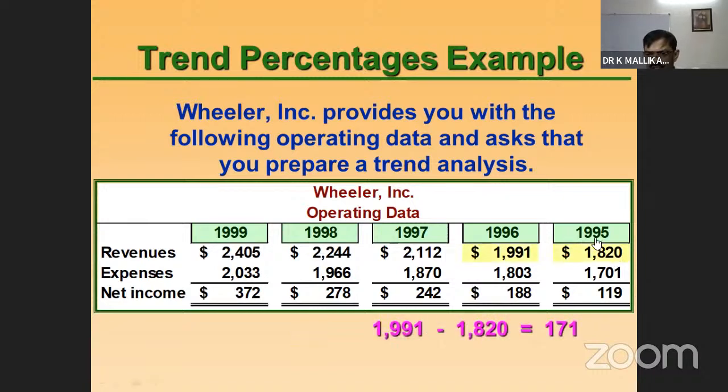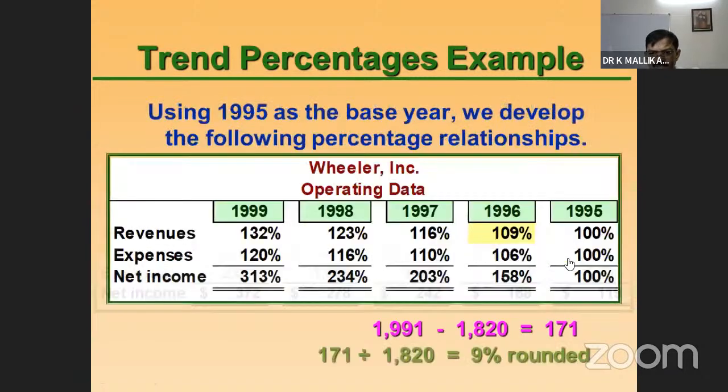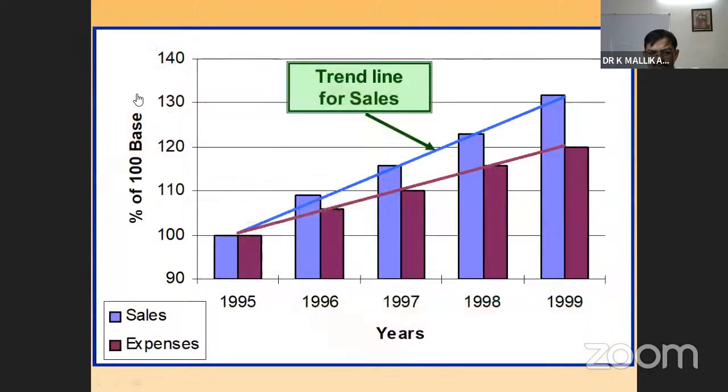See here, what's the base year here? See the base year, 190, 91, by this one, 171. Why? Because 95 is taken as the base year. Okay. See here, the expenses and net income percentage we calculated. So this is the trend analysis. Every year's trend is compared to 95, the remaining years, the trend is an uptrend.